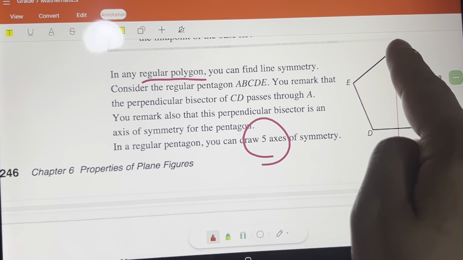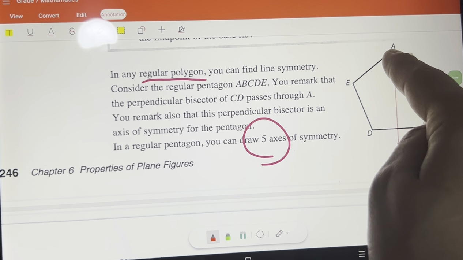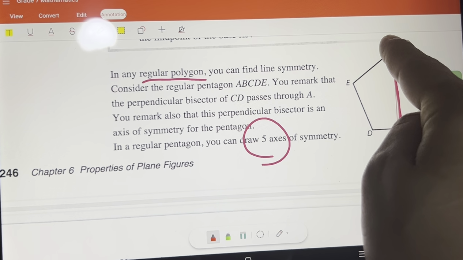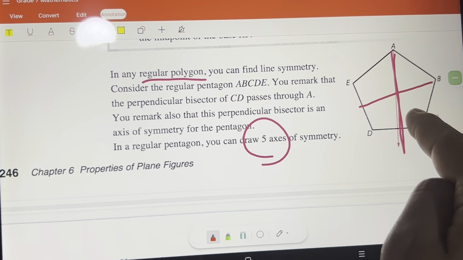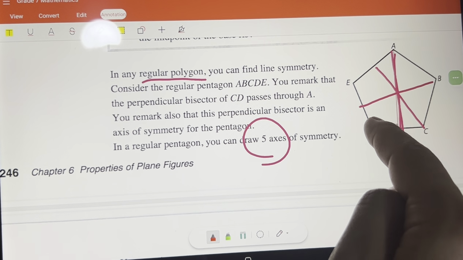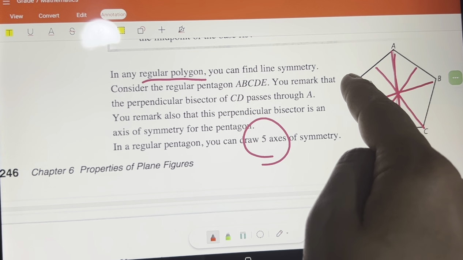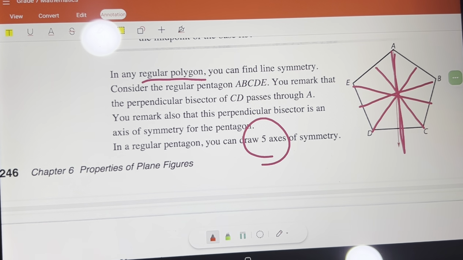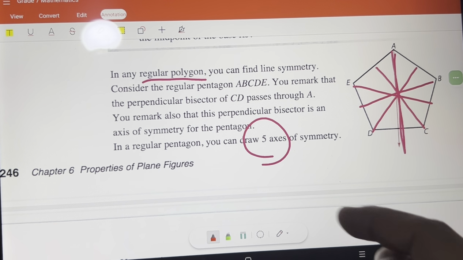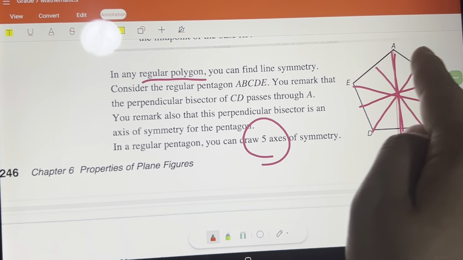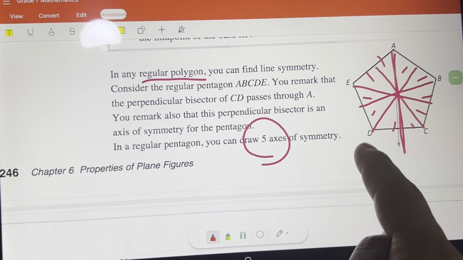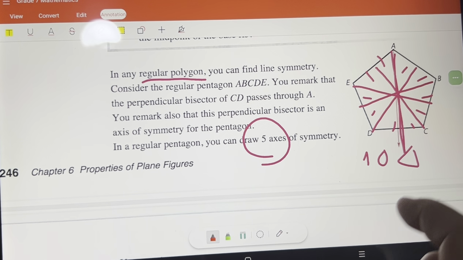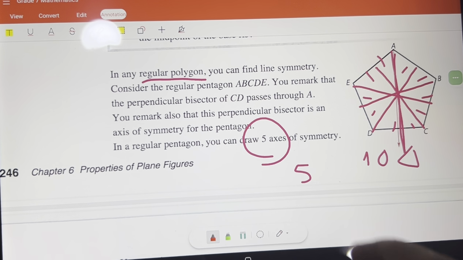How? First step, I draw a line from A to DC, from B to ED, from C to EA, from D to AB, and from E to BC. I will get 10 triangles. How is that? 1, 2, 3, 4, 5, 6, 7, 8, 9, 10. So 10 triangles, and how many axes of symmetry? 5 axes of symmetry.